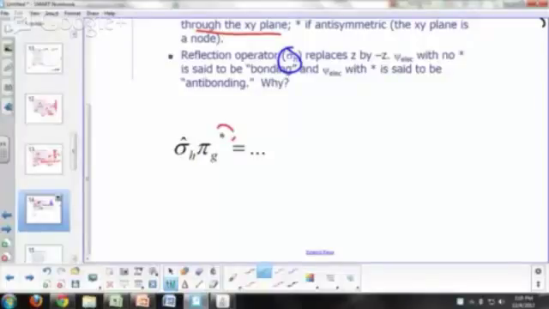Is this going to be symmetric or anti-symmetric? Anti-symmetric, so I'm going to get negative pi G star. You have an anti-bonding orbital. Okay?